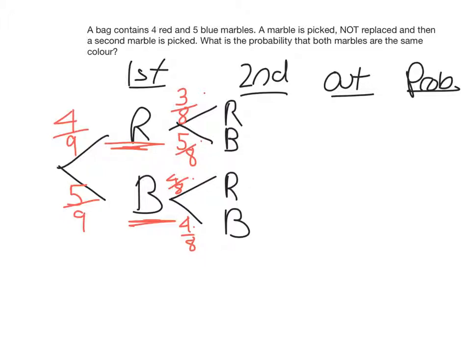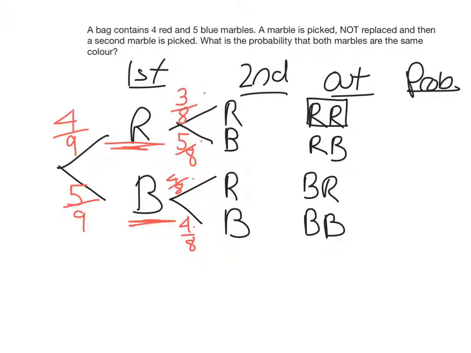So what are the outcomes? Well, the outcomes haven't changed. I can still get red then red, red then blue, blue then red, or blue then blue. But I can't just say the probability of red, red is a quarter, because they're not equally likely. So the probability of red, red, I multiply the numbers on the branches. So red then red will be 4 over 9 times 3 over 8, and that is equal to 1/6. You can just use your calculator for that.